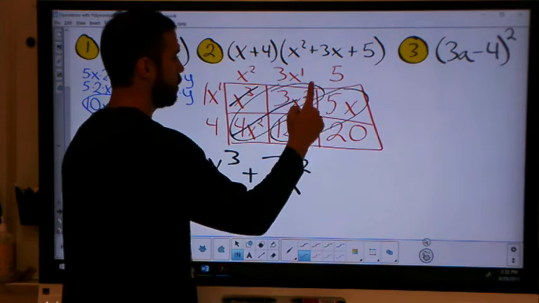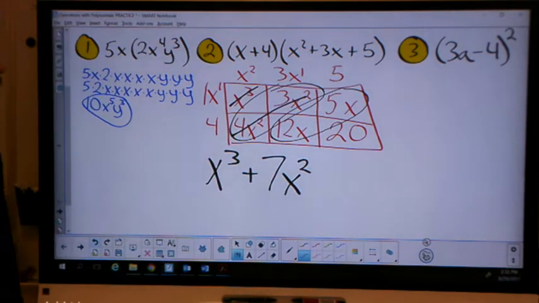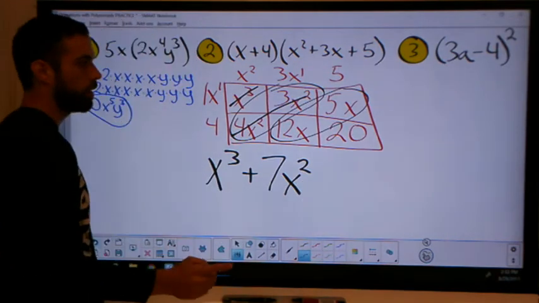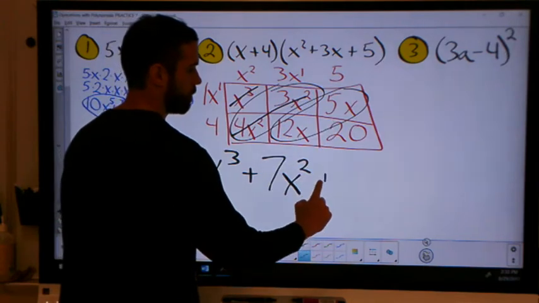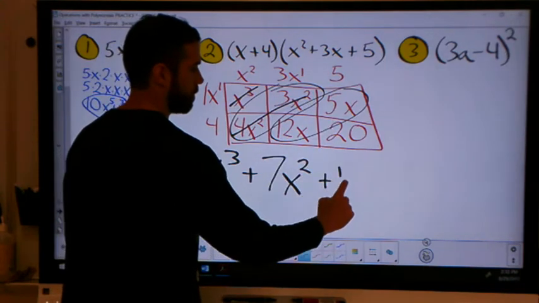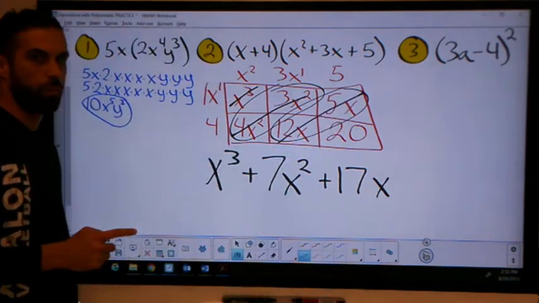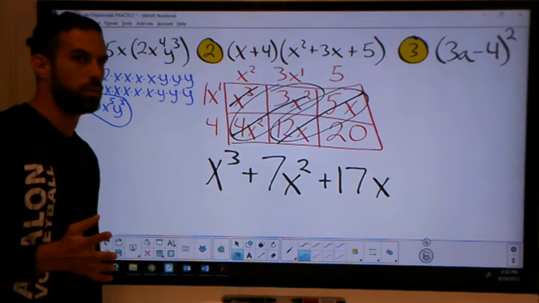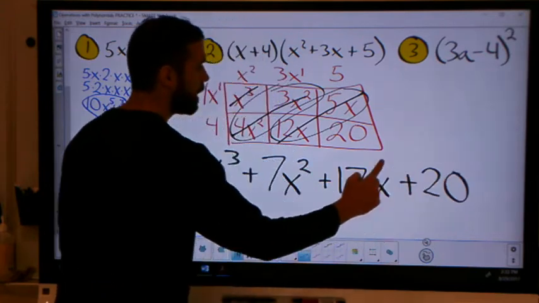We have done those, so what is the next term that would be written down? Or better yet, after combining these, what is the next answer we're going to get? Greg? You're going to combine the 12x and the 5, and that makes 17x. Excellent job. And then, what is the only thing we are left with to put down for our final answer? Justin? 20. Very good. And that's correct. And that's the final answer.